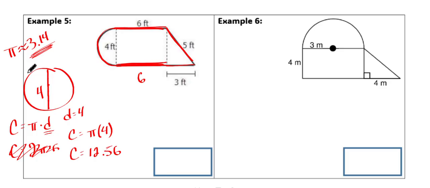That's the full distance around a circle that looks like that. A circle with a diameter of 4, the circumference of that circle is 12.56. That's not really what I have here. I only have part of that circle. I have half of it, so I'm going to divide that by 2 and find out that this half circle, the distance around that is 6.28.